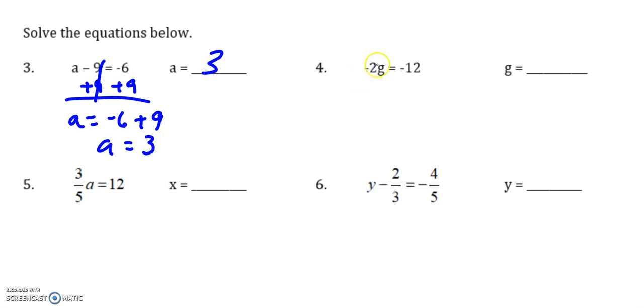Number 4, my goal is to get g alone. -2 is currently multiplying it, so I would divide both sides by -2. And get that g is really equal to 12 over 2, because the two negatives, negative divided by negative is a positive. So this really ends up becoming a positive 6.